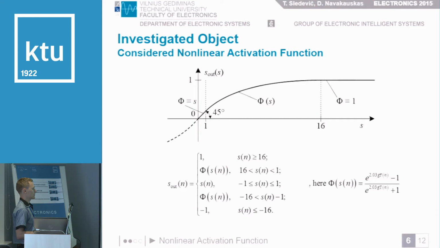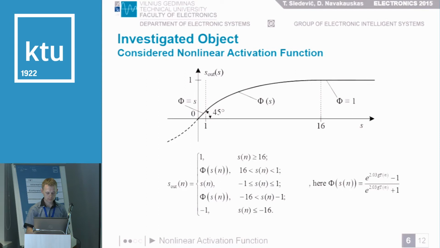So we must change the nonlinear hyperbolic target function a little bit, increasing the 2.03 coefficient, to make the connection at this point smoother.